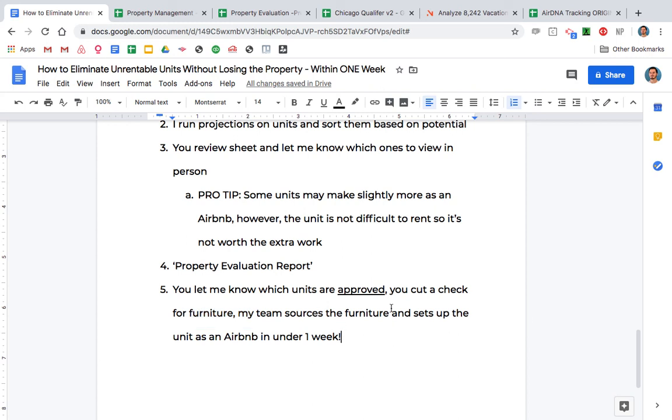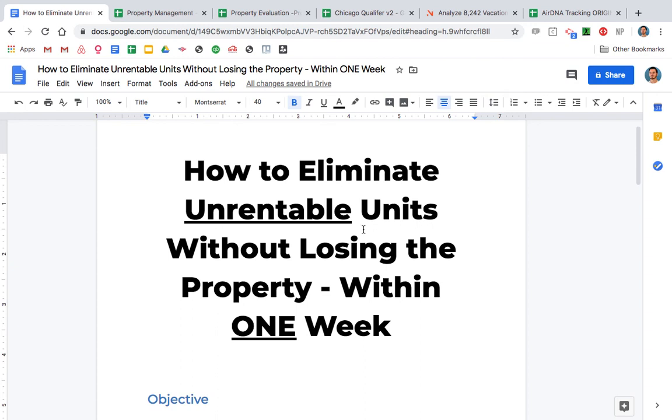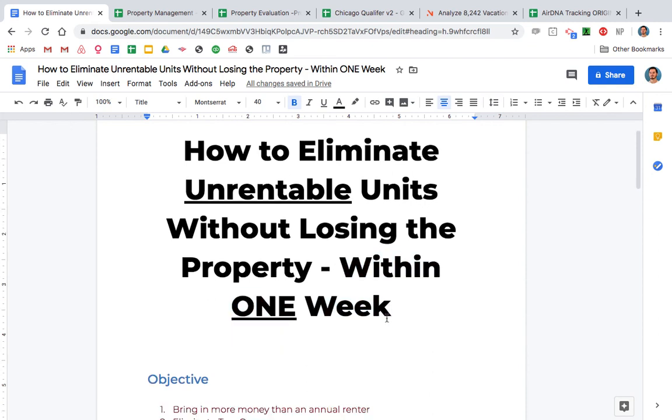So to summarize, that is how you can eliminate unrentable units. You eliminate them by understanding that annual tenants are not the only option. There are other options. That other option is Airbnb, okay, from a company like mine. And so we're going to eliminate them without losing the property. So you still have the property, still yours. We can do this in 1 week. All right, 1 week we can have this set up. Just depends on how fast you move, if you can keep up with us.